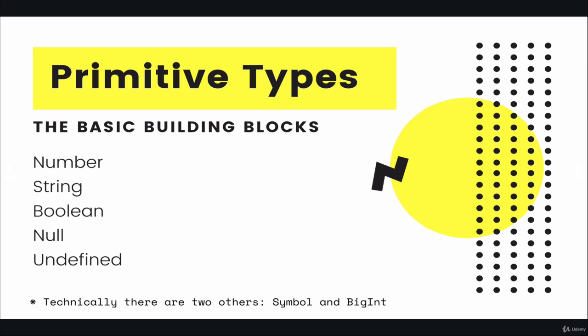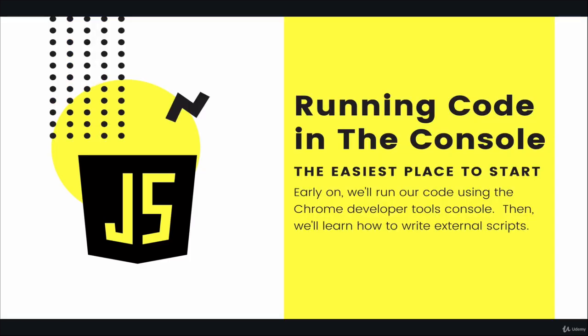Okay, so in this video, we're going to begin by talking about where we type our code. We're going to start typing our code in the JavaScript console in Chrome, which is the easiest place to start. It is absolutely not the standard place that developers type code in a professional setting.